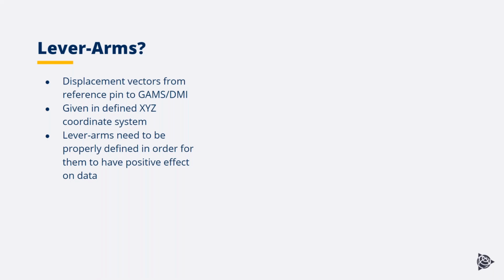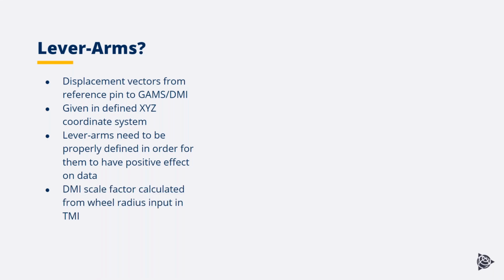Lever arms have to be properly defined so that these additional sensors like the GNSS antenna and DMI have a positive effect on the data. So if we just install them and we don't really care about the lever arms, it might be that we're actually getting a worse solution than without them. So we really need to pay attention to this fact.